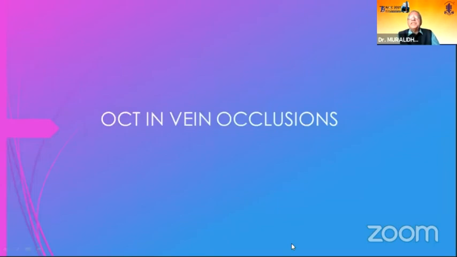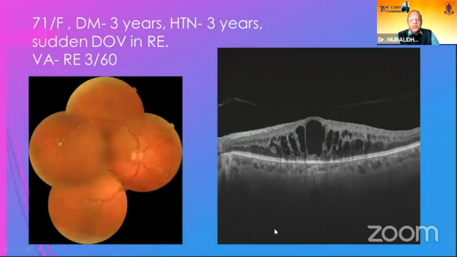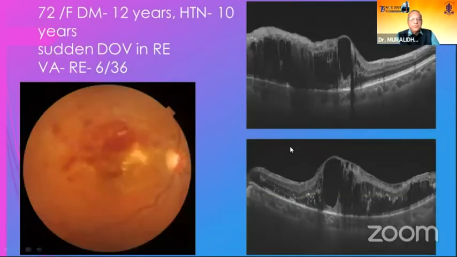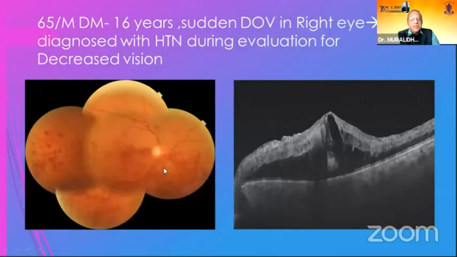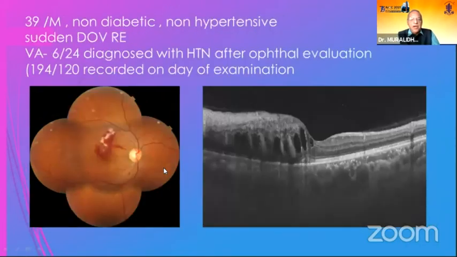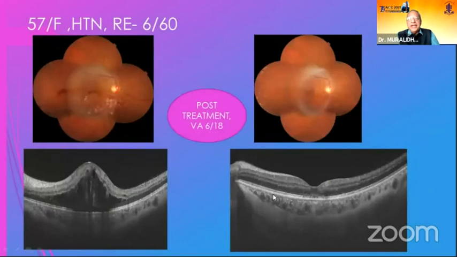Vein occlusions, the use is very similar to what you use in DME. This is an example of a central retinal vein occlusion with diffuse macular edema. Branch retinal vein occlusion, here you can easily make out the difference between the normal uninvolved retina and the involved retina. Again, hemiretinal vein occlusion, hemi-CRVO, or a tributary vein occlusion. In all these situations, OCT is invaluable in picking up the macular edema and guiding the treatment.